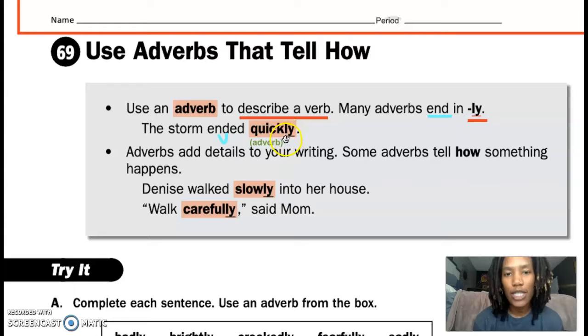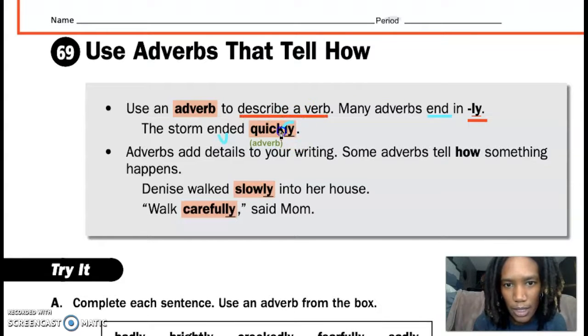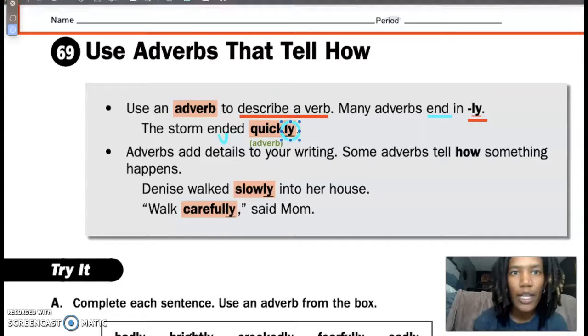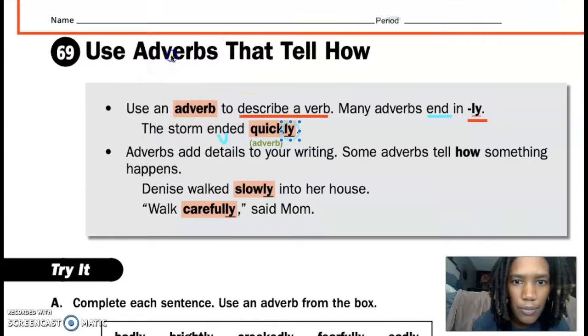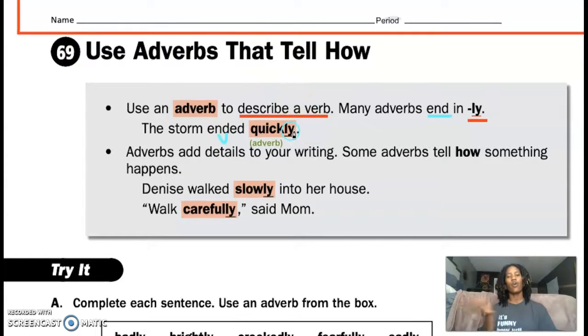And if you didn't notice already, it has that ly on the end, right? That suffix. Okay. It has the ly on the end. Let me see if I can circle it. ly. Okay. And let's get this line just a little thinner, okay? It has our ly suffix.